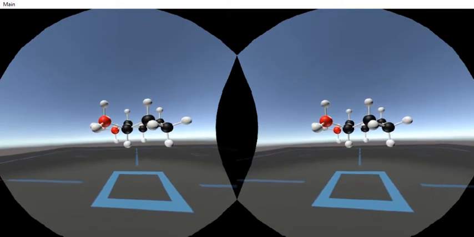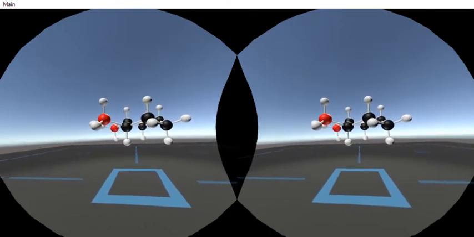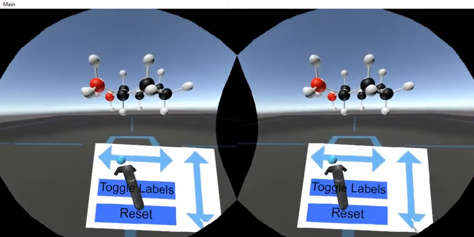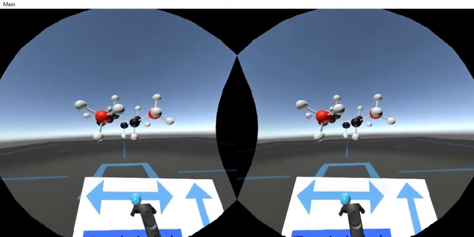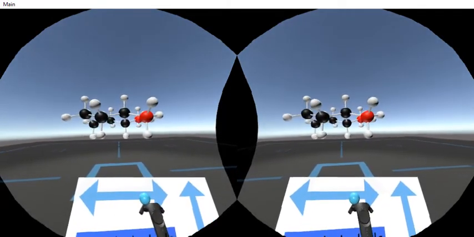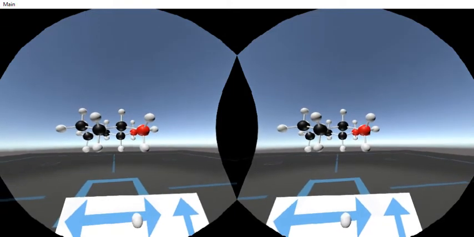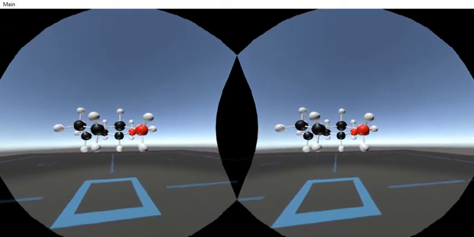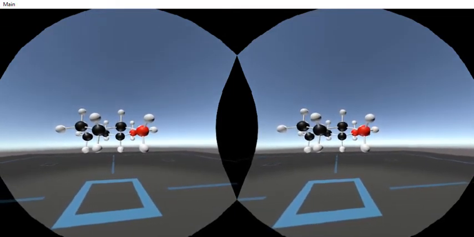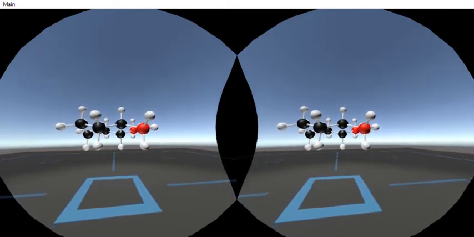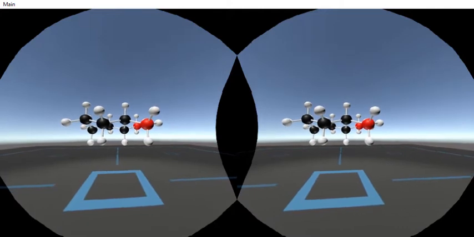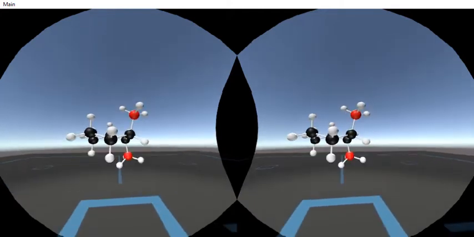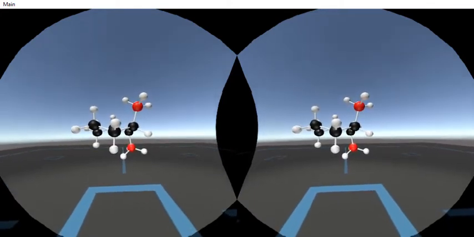Now, do you see any evidence of this molecule being unstable as we rotate around? Do you see any deformed bonds? And if so, then that would indicate that the molecule might not be stable. Okay, so this is trans 1,2 dimethyl.